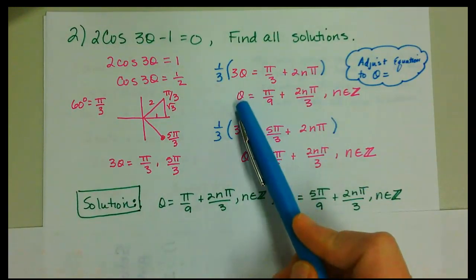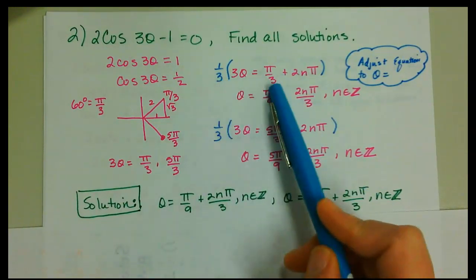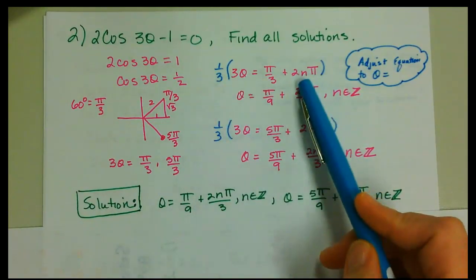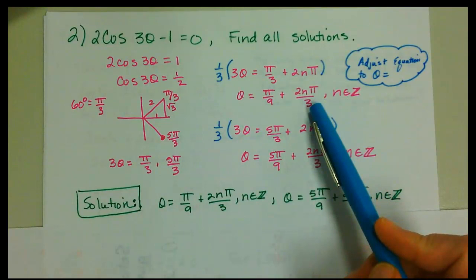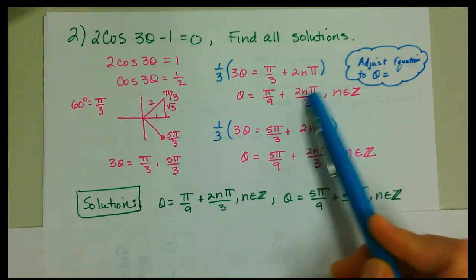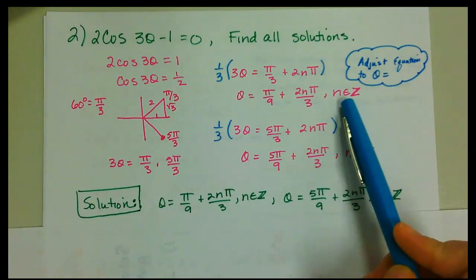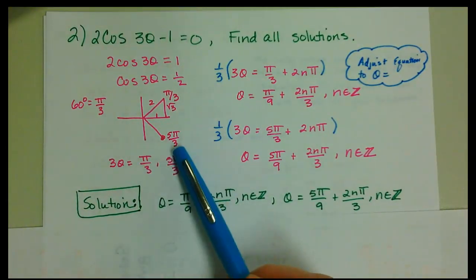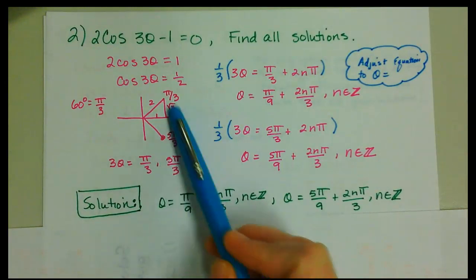So I multiplied everything through by 1/3. So that leaves me with theta equals 1/3 times pi over 3 is pi over 9, 1/3 times 2n pi is 2n pi over 3. And of course we have our n's because we have that n right in there, and we want to represent all numbers that are integers. So we want whole number rotations.